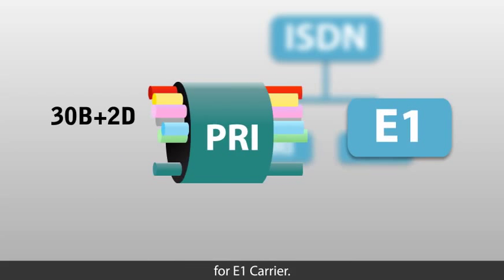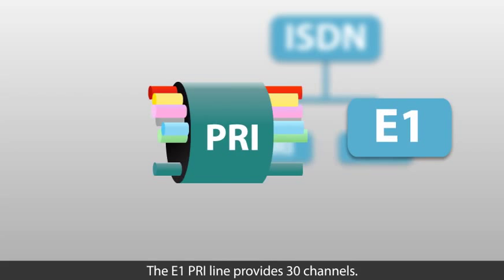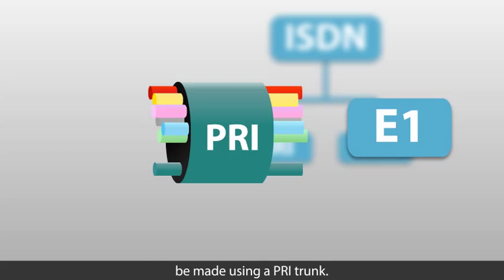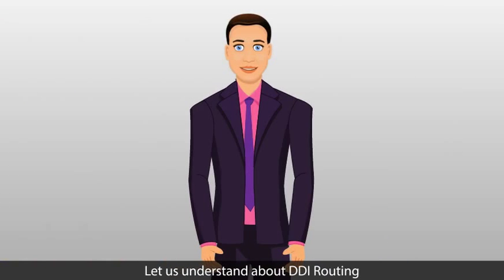E1 carrier. An E1 PRI line provides 30 channels. This means 30 simultaneous calls can be made using a PRI trunk. Let us understand about DDI routing on the PRI trunk, which is inserted in Matrix IP-PBX Eternity.